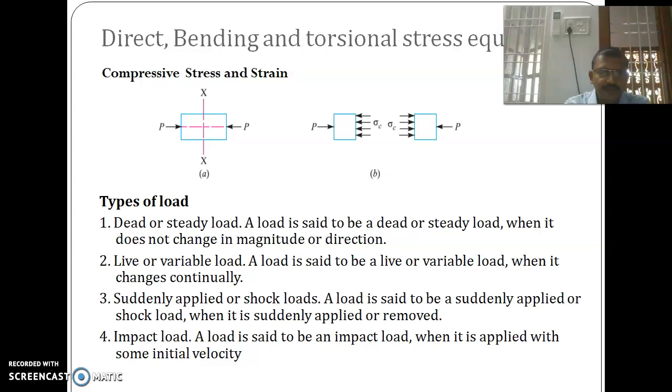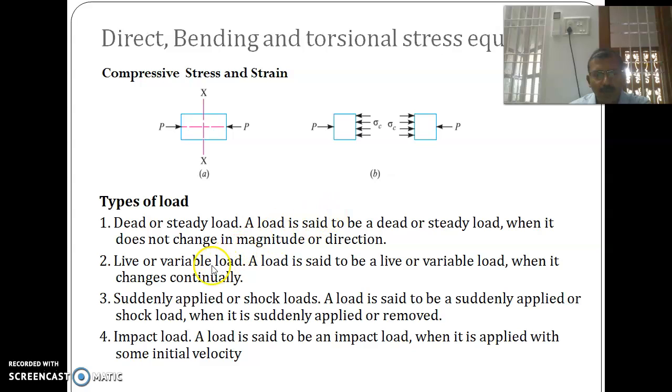Okay. Different types of load. There are different types of load: dead load, live or variable load, suddenly applied load or shock load, and impact load. Dead or steady load is a load that will not change in direction. For example, in a building, the load of the beams will not vary.